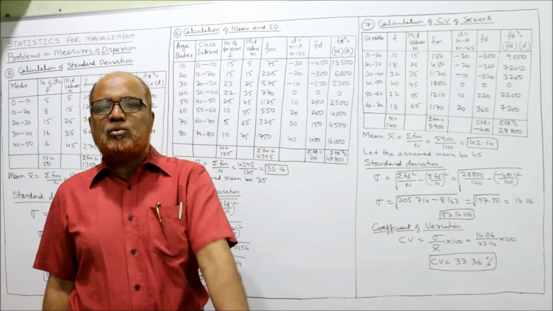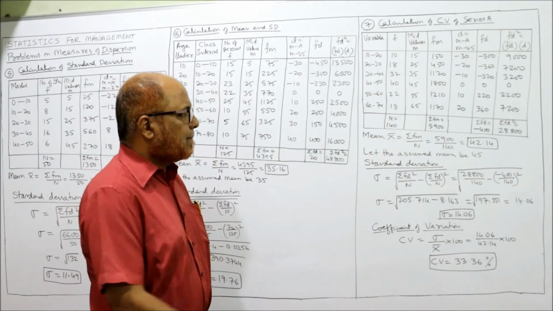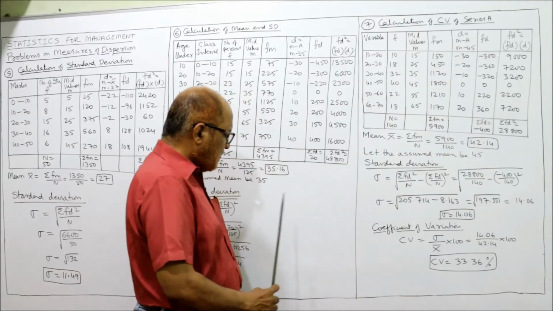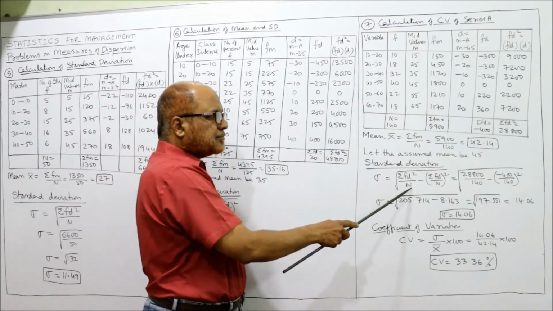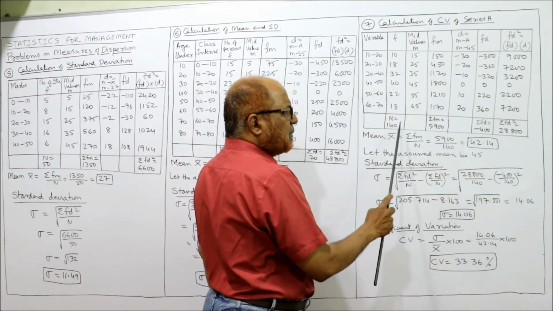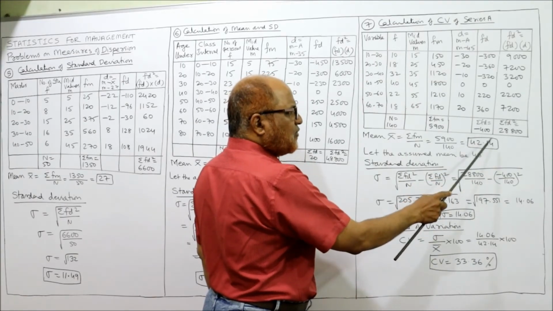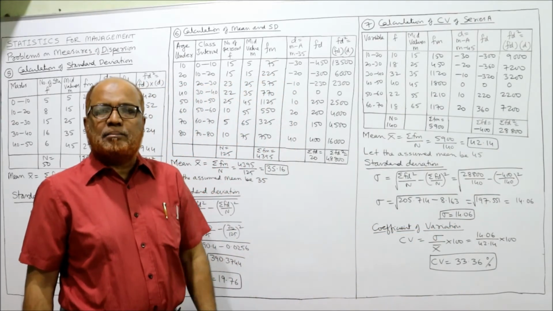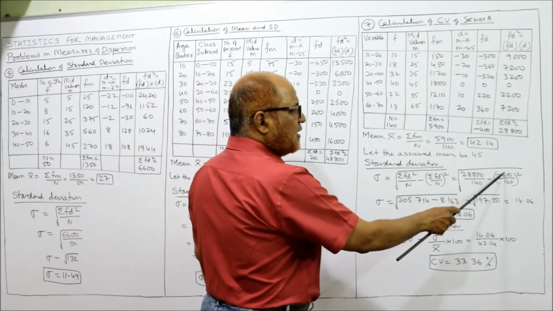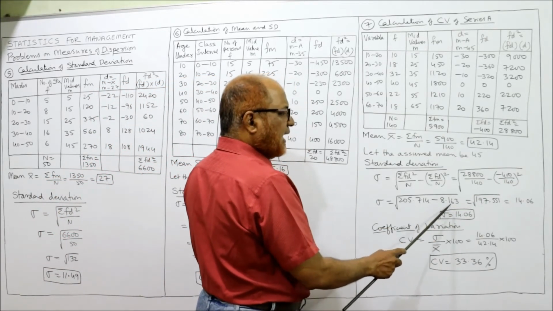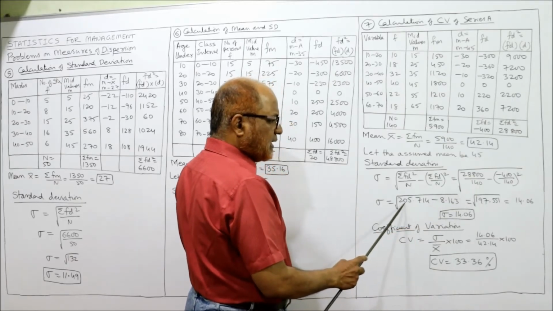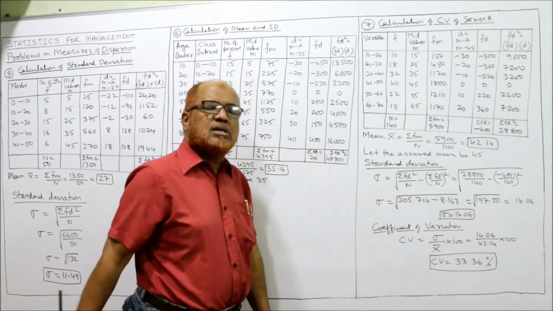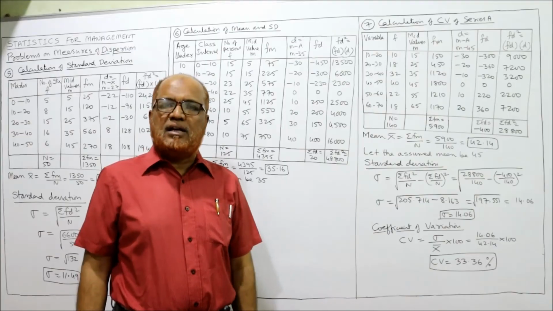Now substitute the values in the formula for standard deviation. Standard deviation is the square root of summation FD square by n minus summation FD by n whole square. Already we have applied the same formula here. FD square 28,800 divided by 140 minus 400 by 140 whole square. When you square minus, it will become plus. So 400 divided by 140 square, you will get 8.163. 28,800 divided by 140, you will get 205.1. So 197.55 under root, 14.06. 14.06 is the standard deviation.